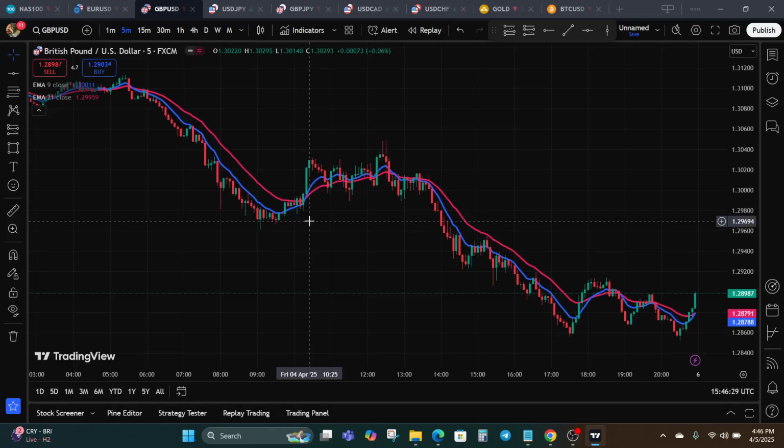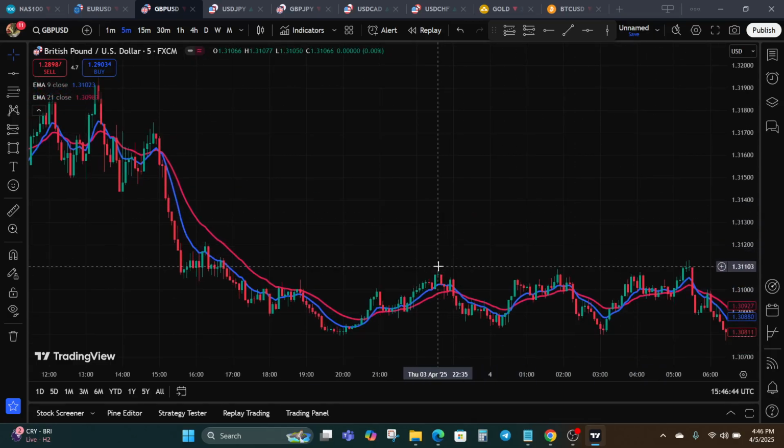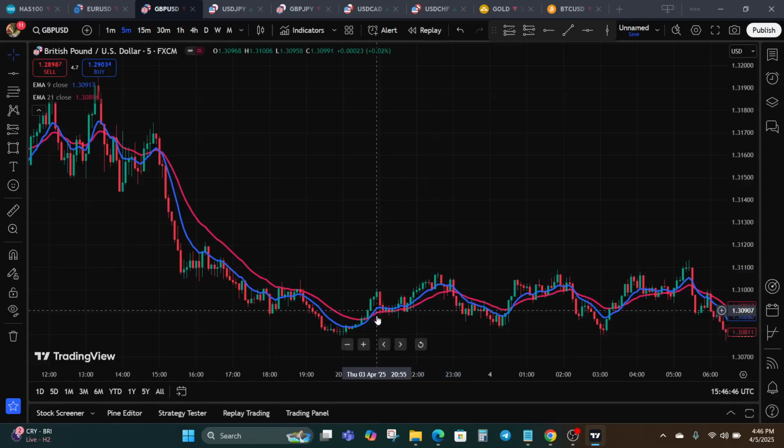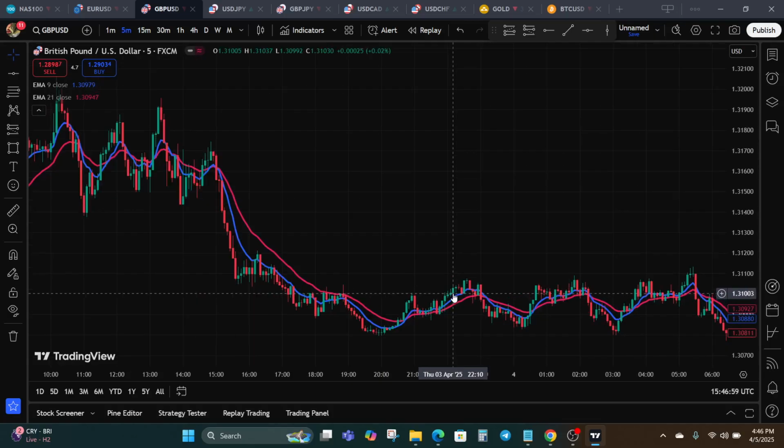Now, how do you trade with the best 5-minute EMA strategy? You might be wondering how to use this strategy effectively, how to take advantage of this trading method. Well, here's the magic. When the 9-period EMA crosses above the 21-period EMA, it's a signal to enter a buy trade. On the other hand, when the 9-period EMA crosses below the 21-period EMA, it's a signal to sell.